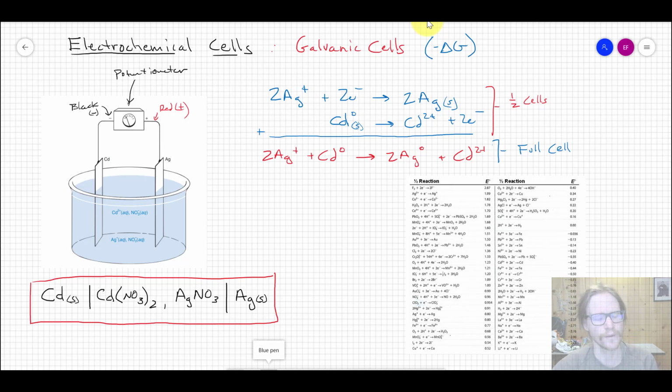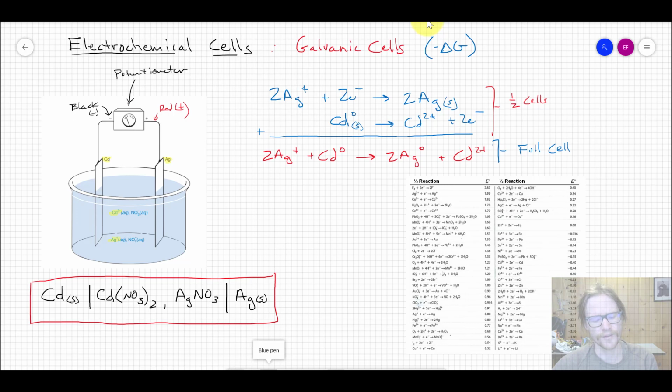And so in this cell, we've got two different reactions. You've got cadmium ions, cadmium 2+ in solution as cadmium nitrate. That's the salt that was added to the solution. And then you've got silver ions that came from silver nitrate. So you've got both silver 0, which would be the metal, and silver ion, silver plus, and you also have cadmium 0, which is cadmium metal, and cadmium 2+. So you have both of those in the system.